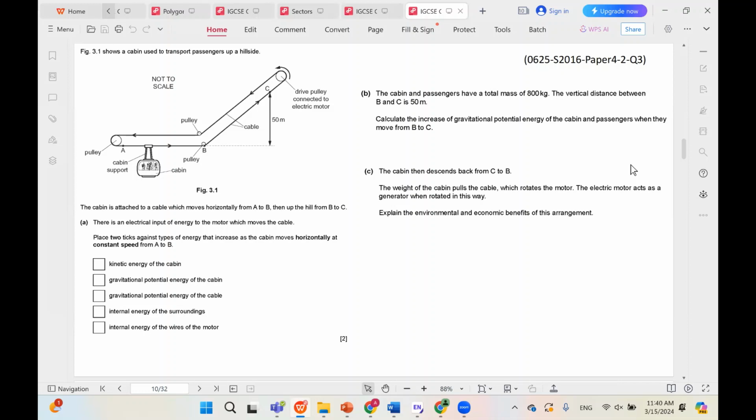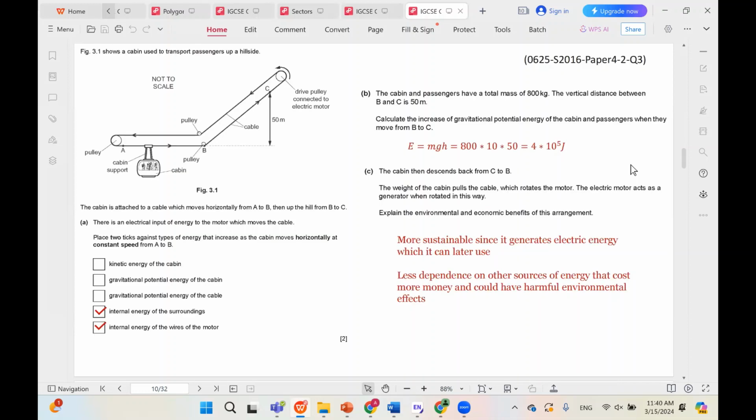So this is a bit tricky because you're usually familiar with kinetic energy and gravitational potential energy, so you might want to pick those, but these are incorrect. Horizontally means there is no height. h is 0. There is no increase or decrease in height. So therefore, the change in mgh is 0. There is no increase or decrease in gravitational potential energy.